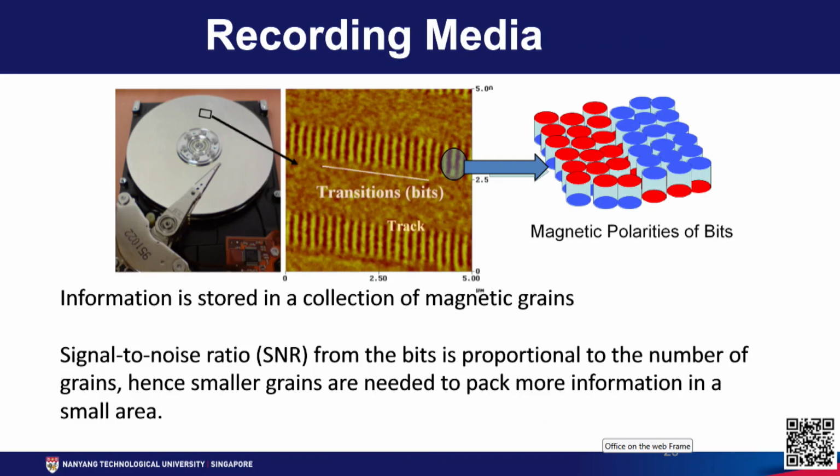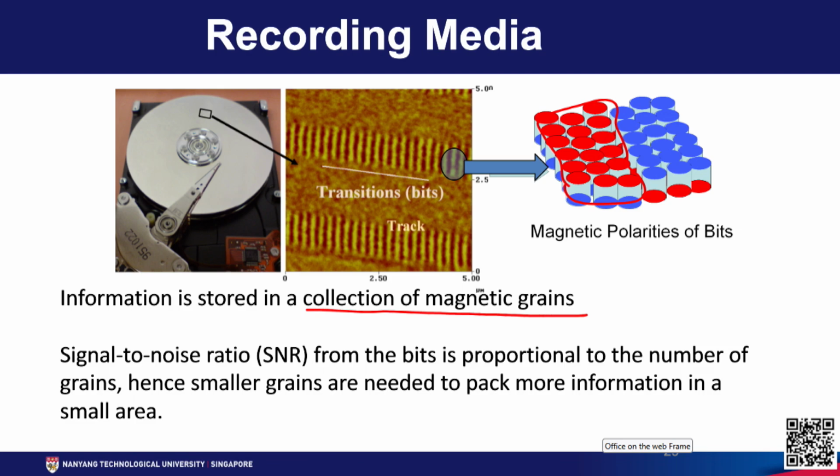Okay, so, if you take a hard disk drive, we have bits. If you zoom in on the bits, the information is not stored in one magnet, but it is stored in a collection of many different grains. Okay. So, each tiny grain is like one magnet. So, we are using a collection of magnetic grains to store information.